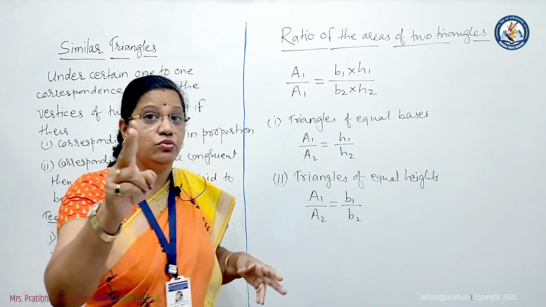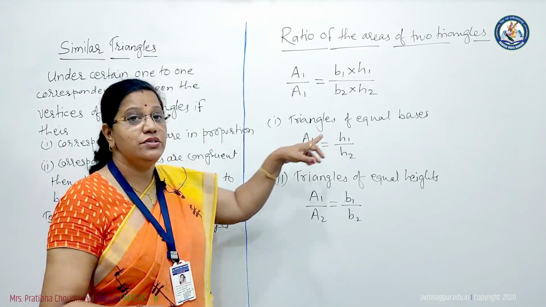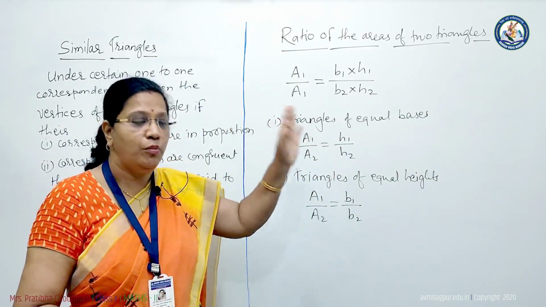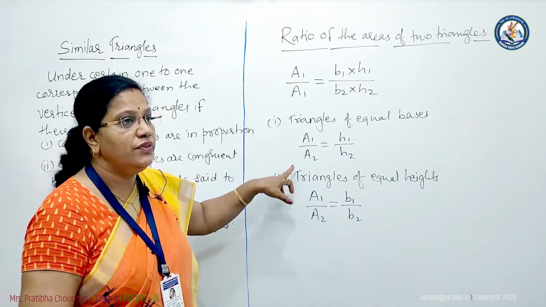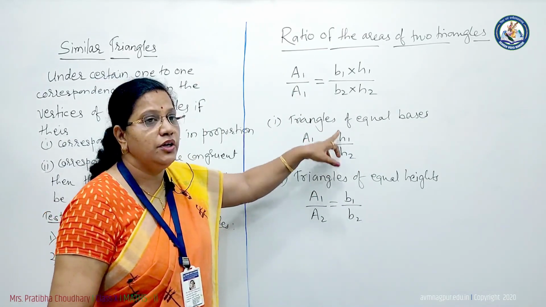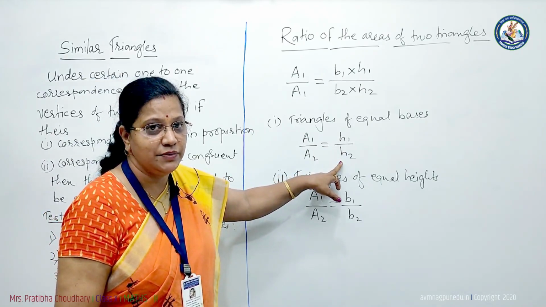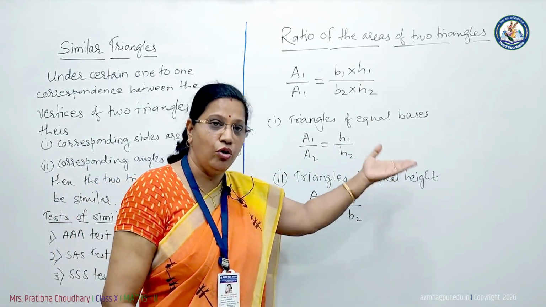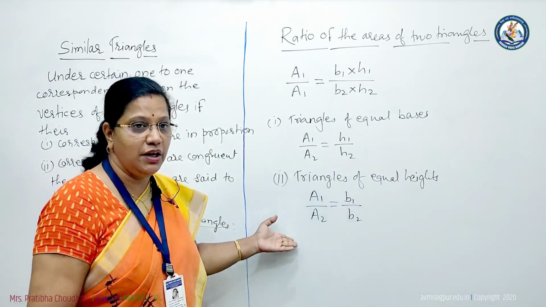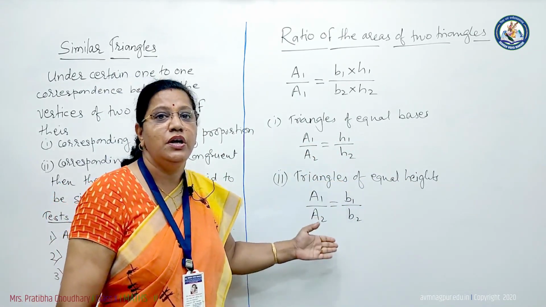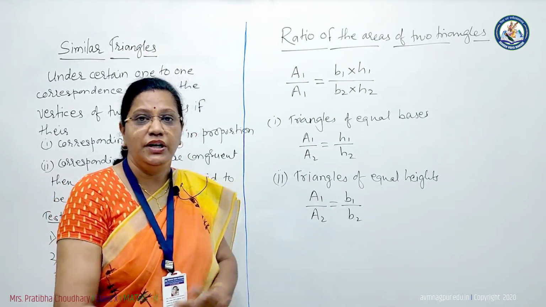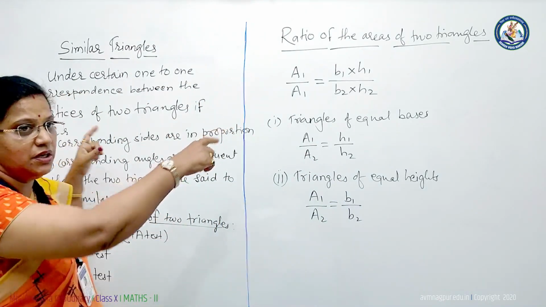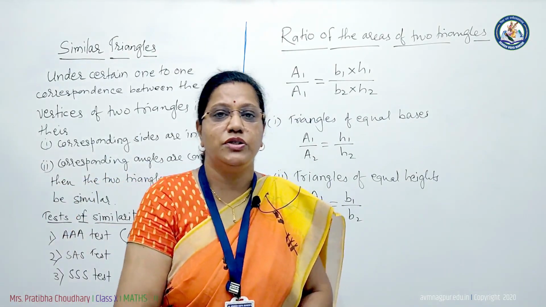Here again, there are 2 cases. One is triangles of equal bases. If triangles have equal base or common base, then what happens? The ratio of their areas will be equal to the ratio of their corresponding heights. Secondly, if the triangles have equal heights or common height, then the ratio of their areas will be equal to the ratio of their corresponding bases. And using these 2 things, we can easily prove the areas of similar triangles.